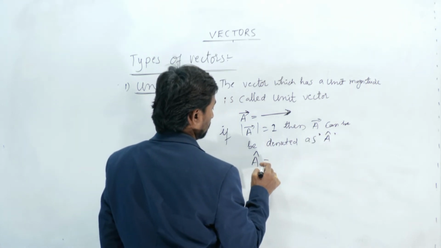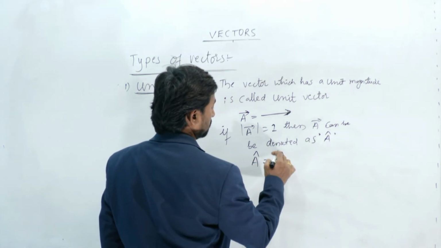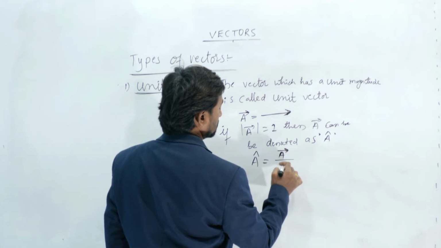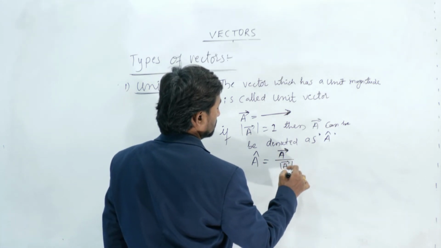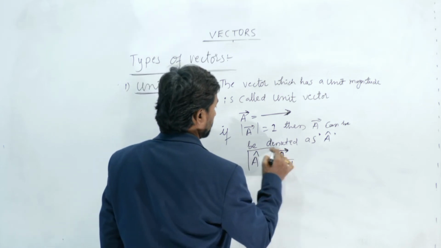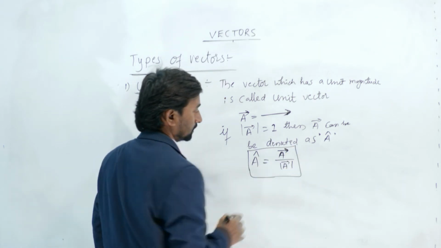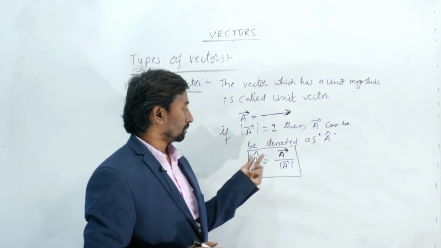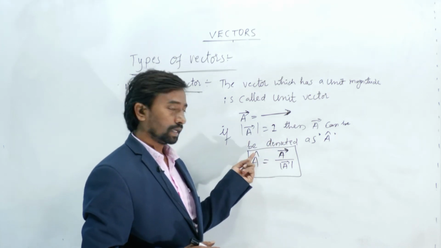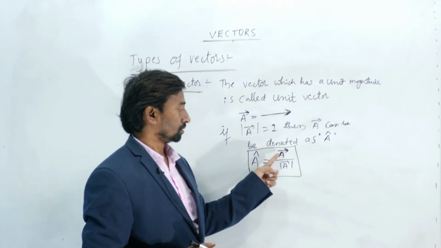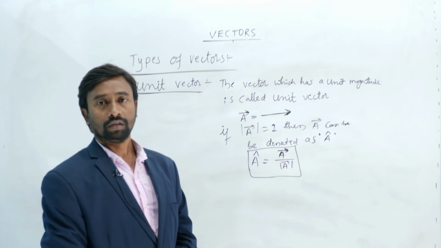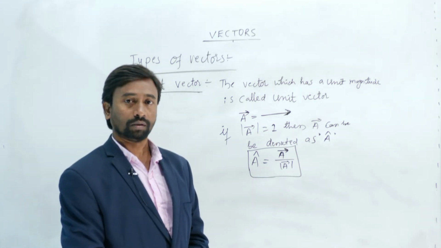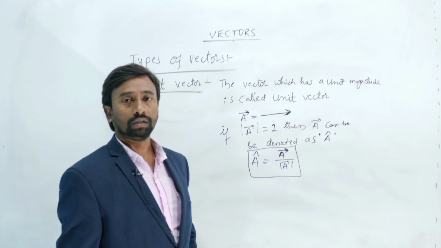This is the formula for the unit vector. The unit vector is represented as A cap, and A cap is equal to A bar divided by modulus of A bar. A bar by modulus of A bar, that is the unit vector.